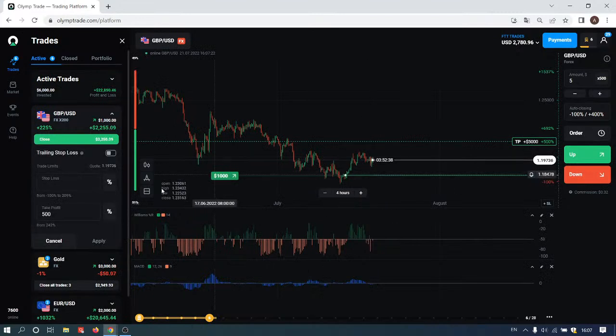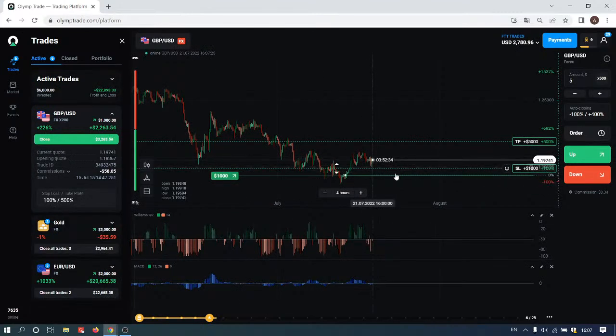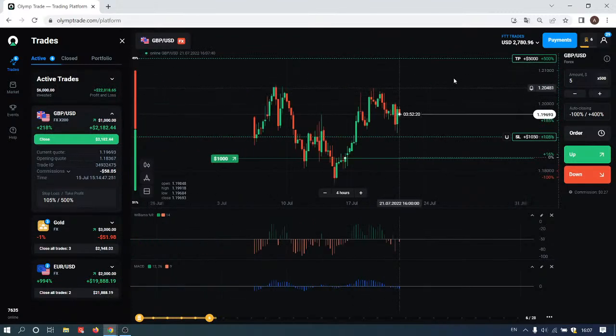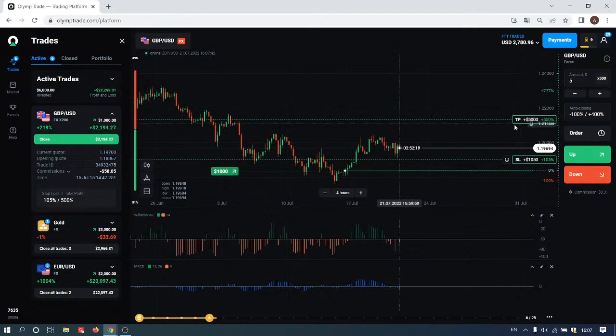Now, I also have this trade on the Great Britain pound, and okay, I'm not expecting the same amount of profit, but at the same time, at least I will close it with a 100% profit. That'll be $1,000, and I have a potential of 500% again here.